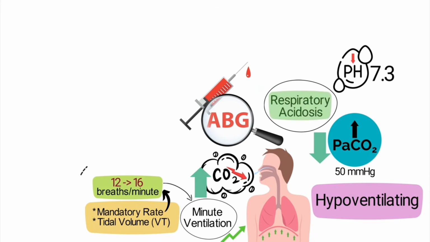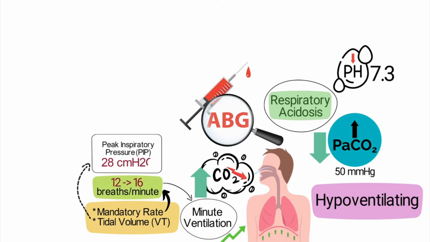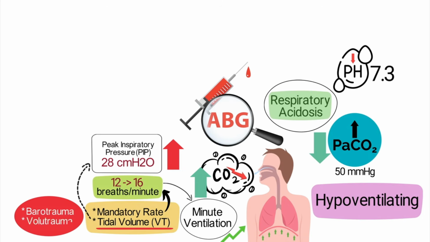While increasing the tidal volume could also help with ventilation, the patient's current peak inspiratory pressure is already at 28 centimeters of water pressure. So raising the tidal volume could push the peak inspiratory pressure higher, increasing the risk of barotrauma or volutrauma. Therefore, it's better to optimize the rate first.